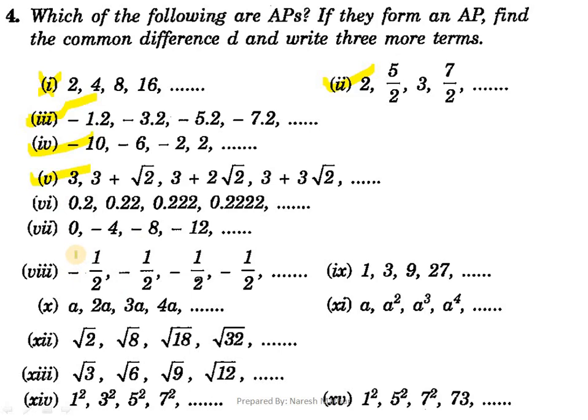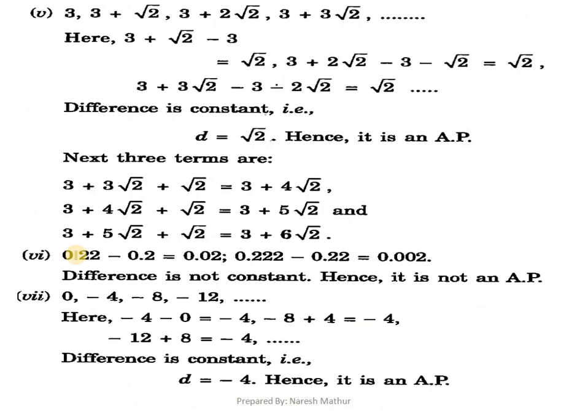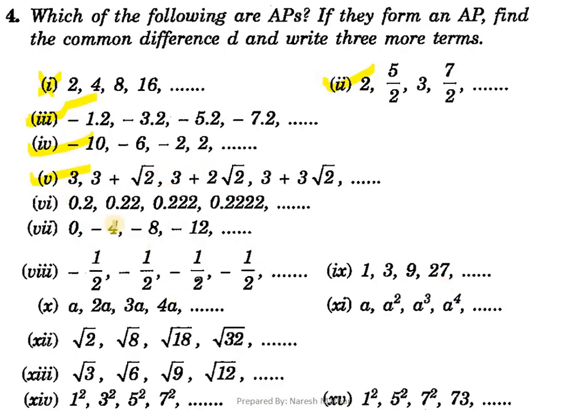Sixth one, 0.2, 0.22, 0.222 and so on. So students, here we can see the numbers look pretty much the same, but they are not. When we get the difference of these terms, it will not be the same. So the differences would be in this form, 0.02, 0.002 and so on. So hence it is not an AP. Alright. So don't be so quick, just take a moment and then check whether it is an AP or not.